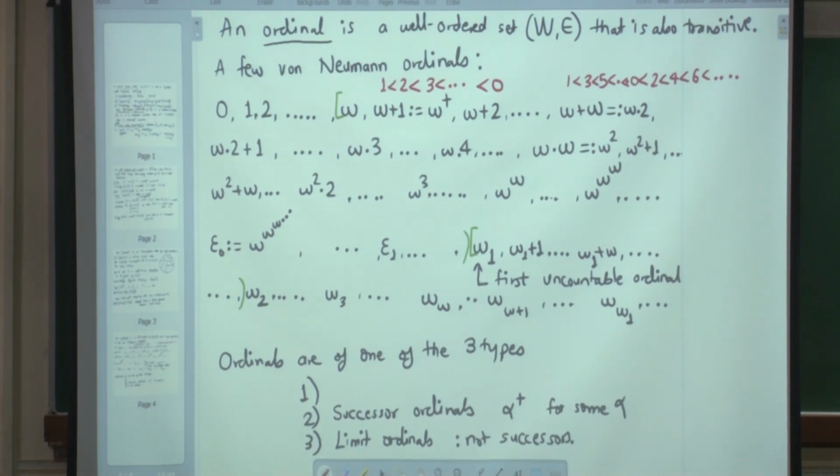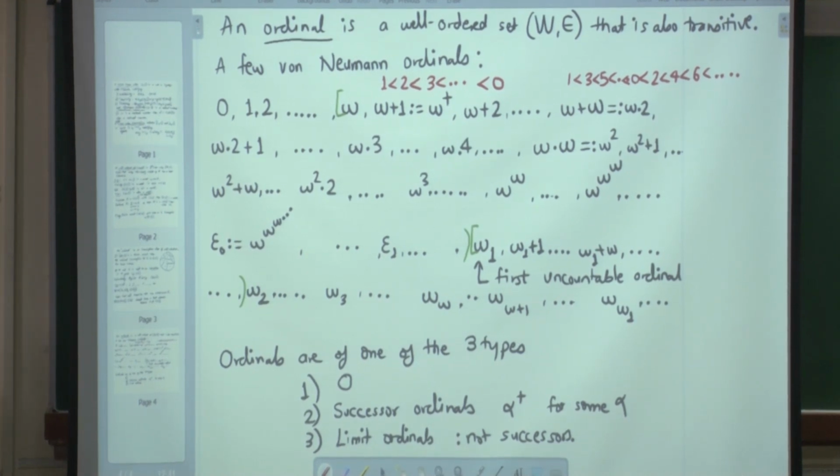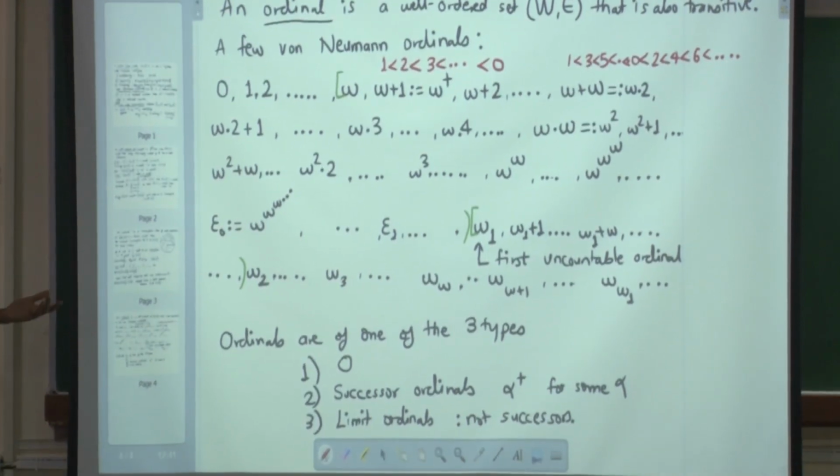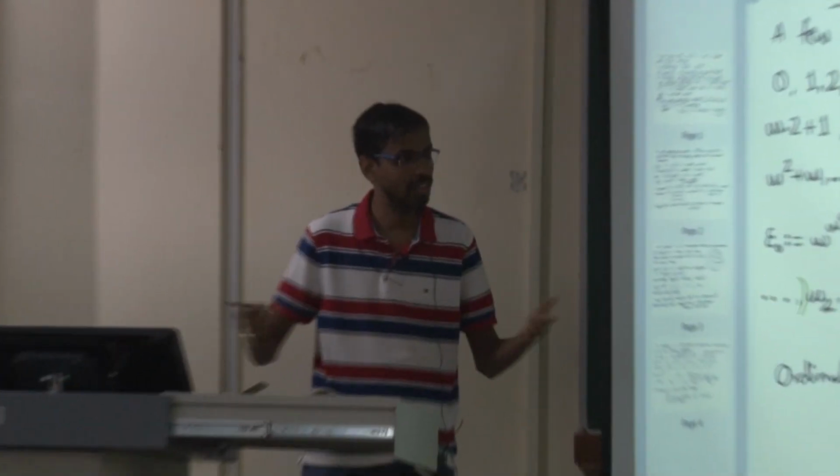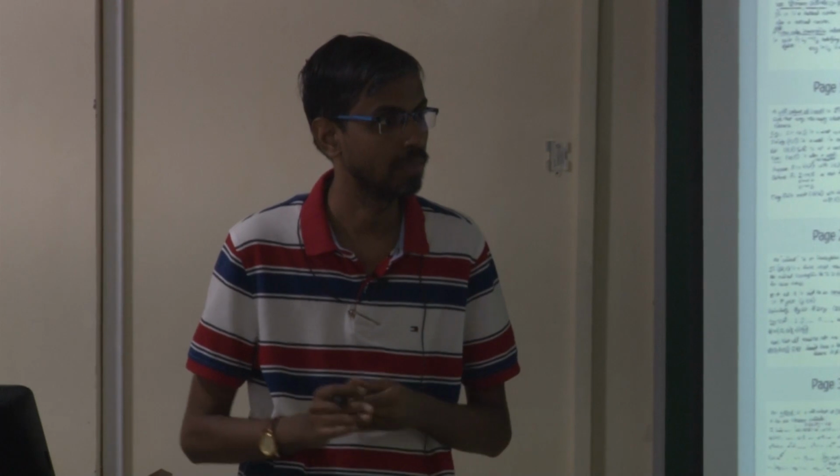And what is number 1? 0. Yeah, 0 is not termed as limit or successor. Some people will say that it is a limit ordinal, because it does satisfy that it's not a successor of anything. But I would like to distinguish between these 3 things.